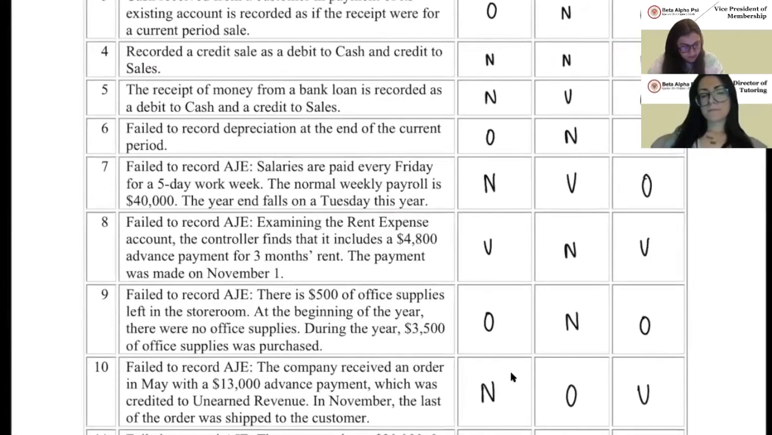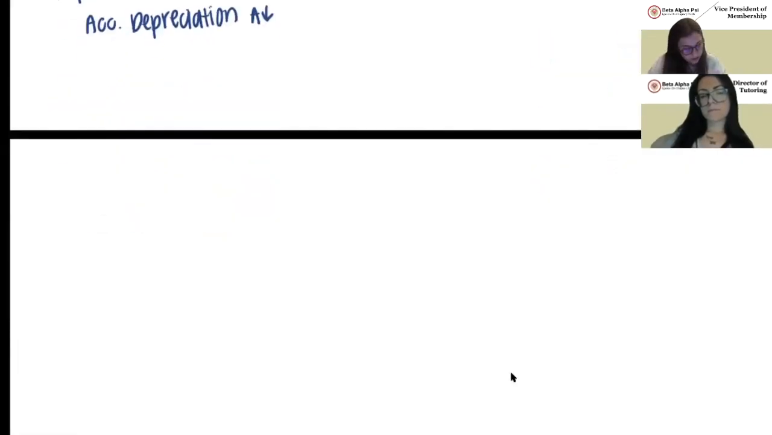Number 7, failed to record adjusting journal entry. Salaries are paid every Friday for a 5-day work week. The normal weekly payroll is $40,000. The year end falls on a Tuesday this year. So they're not ready to pay cash for these salaries, but because the year end falls on a Tuesday, they want to record the expense of the salary of those 2 days, but they're not ready to pay it until Friday. So this is what the adjusting journal entry is going to be.